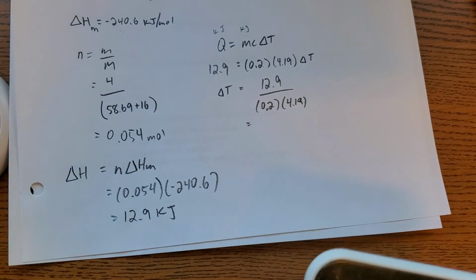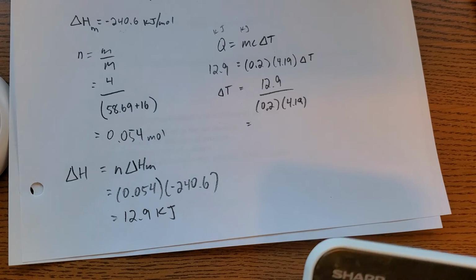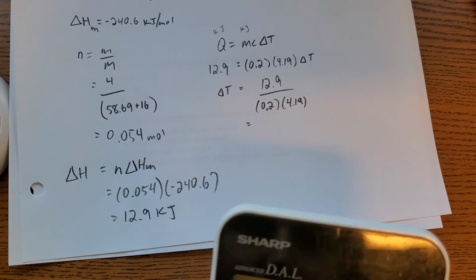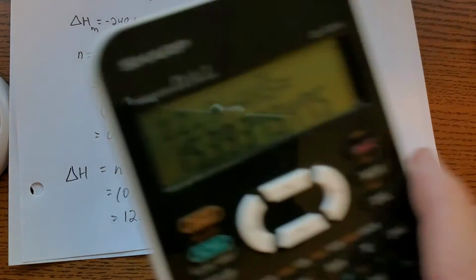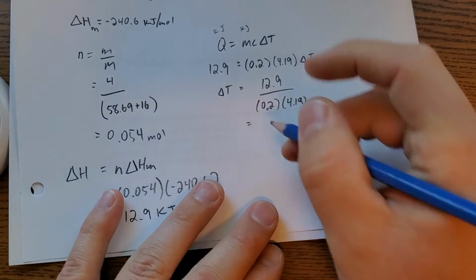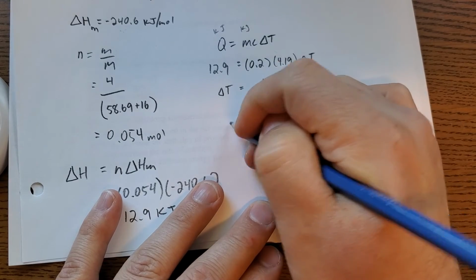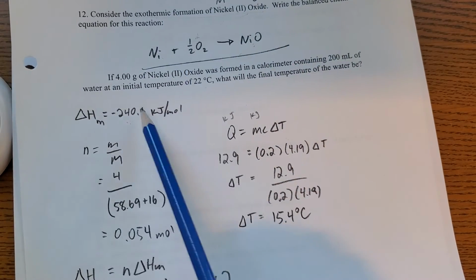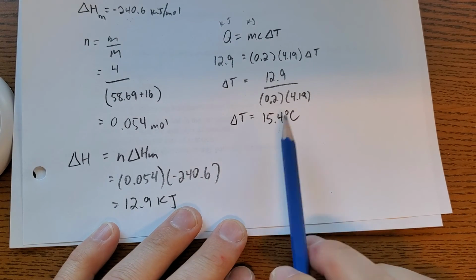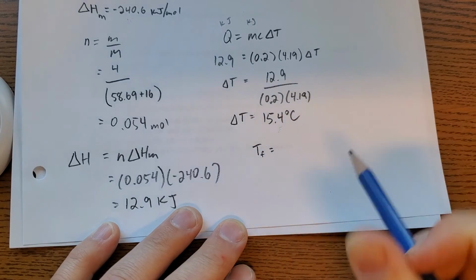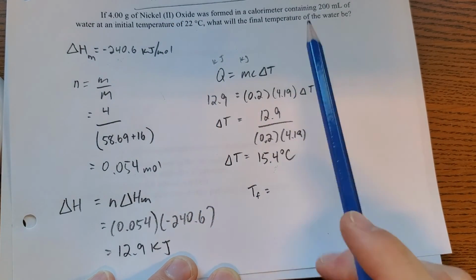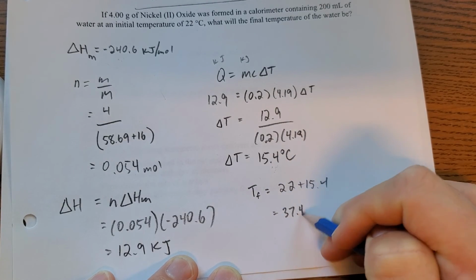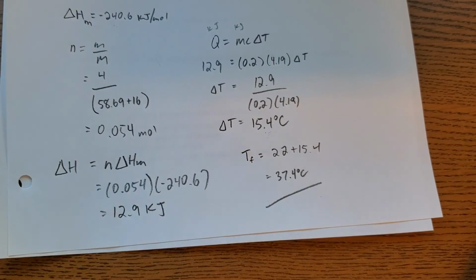Let's see. Okay, I get 15.4 degrees. It's exothermic. It says so right in the question up here. We know the enthalpy change is negative, so this is a temperature increase. So for the final temperature, we just take this initial 22 and add what we got here. Our final temperature is going to be 37.4 degrees Celsius. Great. I hope this helps.